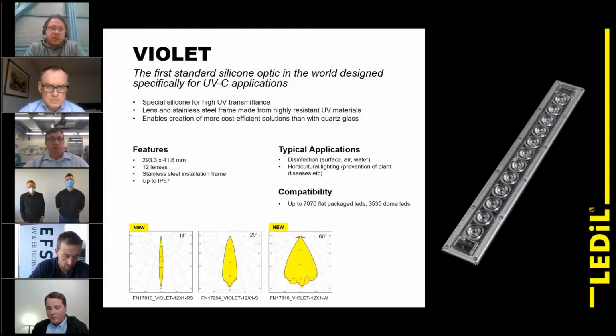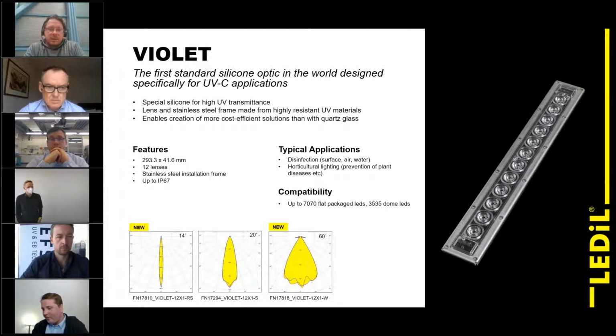And the silicone material has a very high UV transmittance comparable to most of the other optical materials. And it's also very resistant to the UVC. The lens itself is held in place with a stainless steel frame, so all of the materials can withstand long-term UVC use. And we now have 3 beams available, ranging from a 14-degree real spot beam all the way to a 60-degree wider beam.